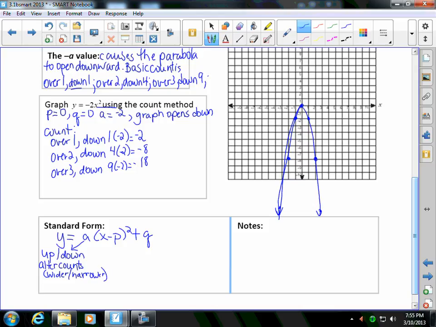If it's greater than, I'm going to think of absolute value, if it's greater than 1, it's going to be narrower. If it's less than 1, so a fraction between 0 and 1, then it's going to be wider. So it alters the count, which alters the shape, and it also will tell us if we have a maximum or minimum graph.